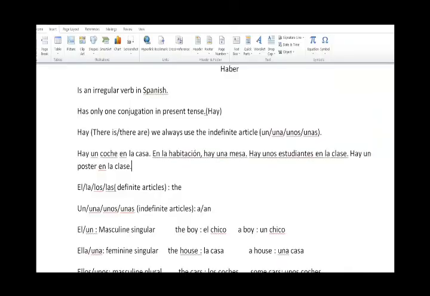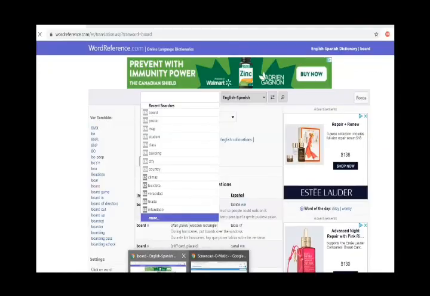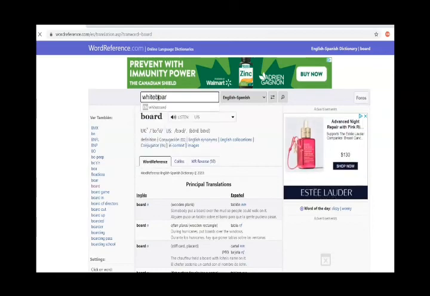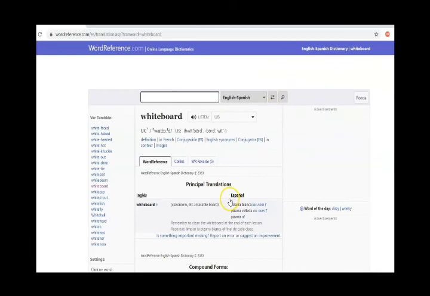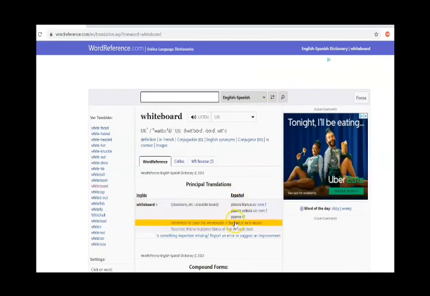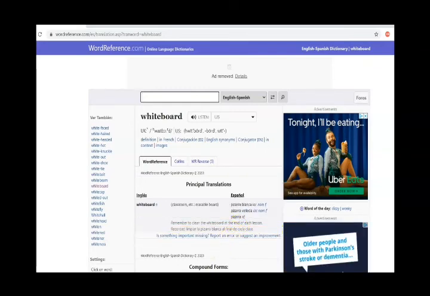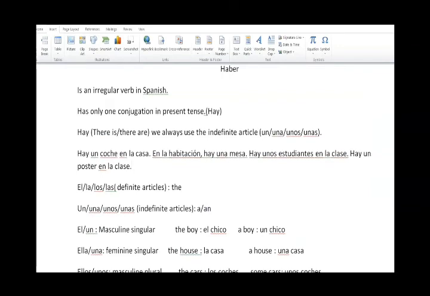If I want to say, for example, there is a whiteboard in the class, I don't know what is whiteboard. So I will go here and write whiteboard, and it gives pizarra blanca or simply pizarra. But now if you look, see, it is nombre femenino. So now pizarra is a feminine noun. So if I want to say there is a whiteboard in the class: hay una pizarra en la clase.